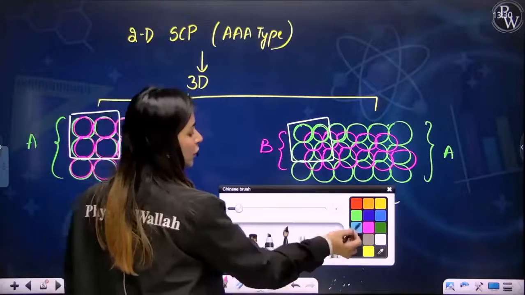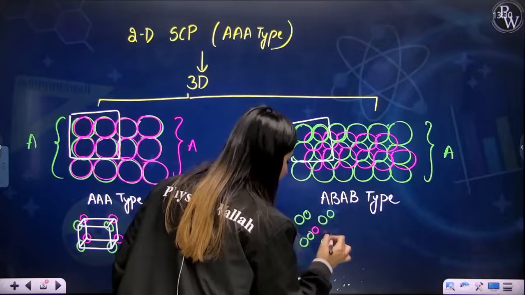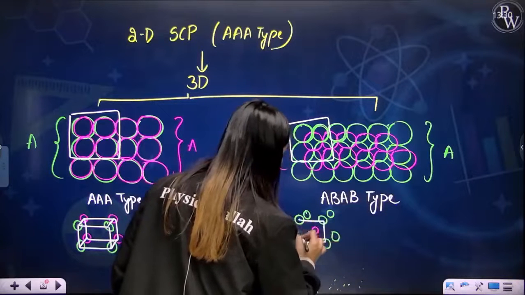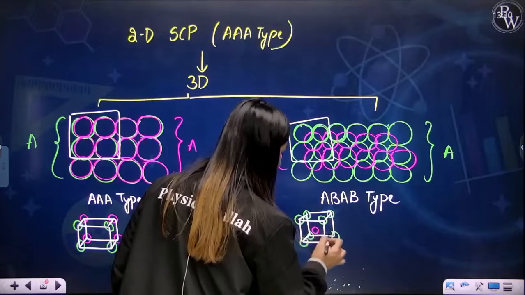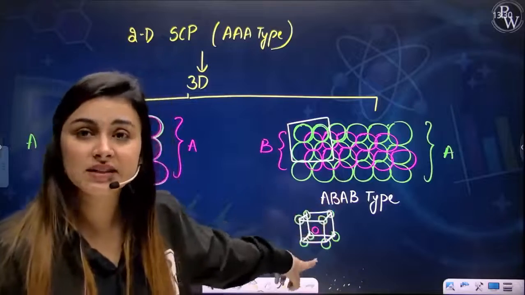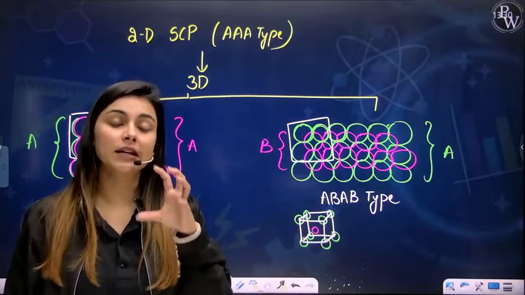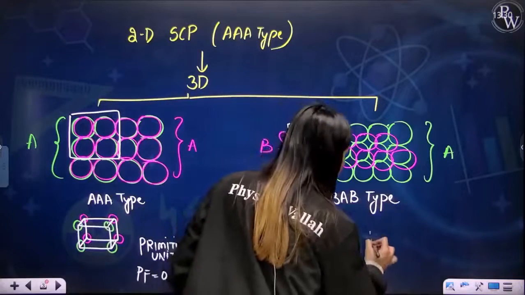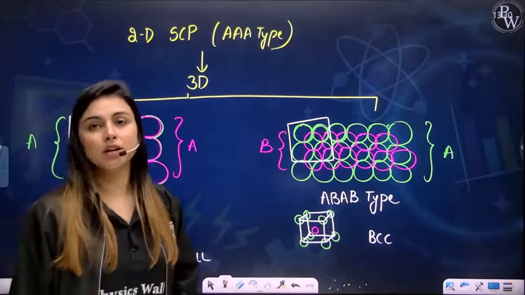Then you have green atoms again. So you have green atoms like this again. If you join all these, what will you get? Let's join these. Let's join these. And let's join these. Can I say that it is a BCC lattice because I have 8 atoms on the corners and 1 body center atom, right? Yes. So this is a BCC, that is body centered cubic unit cell.